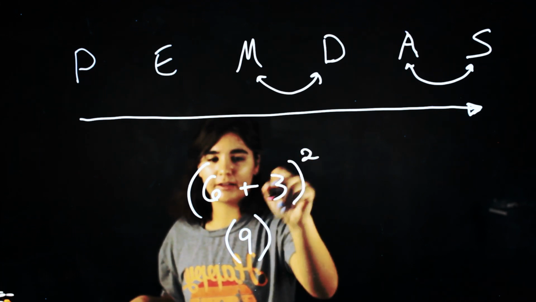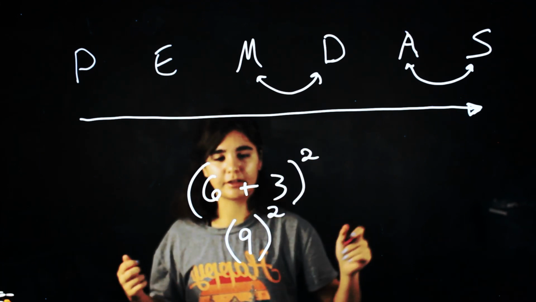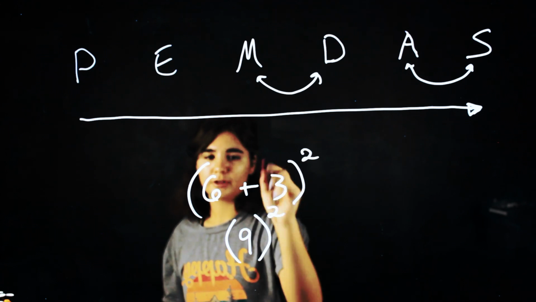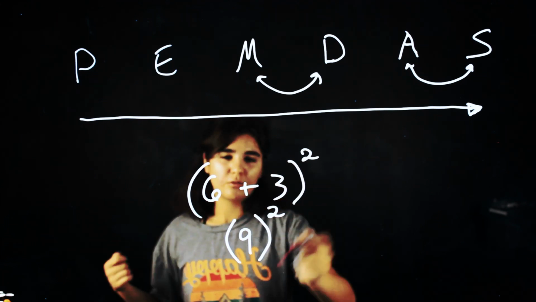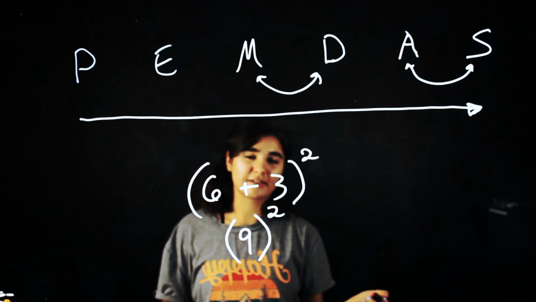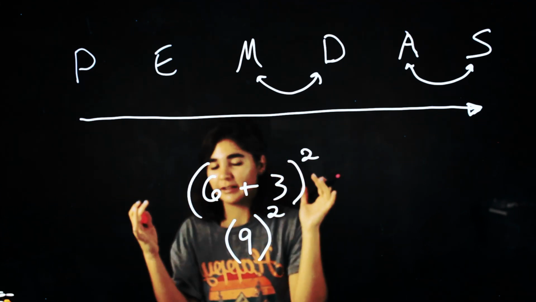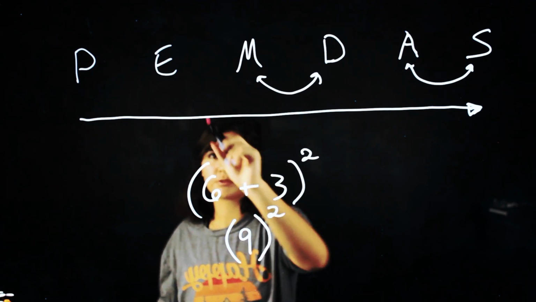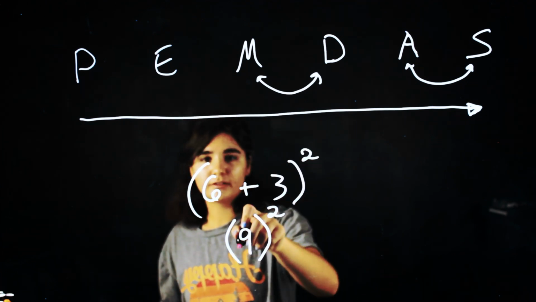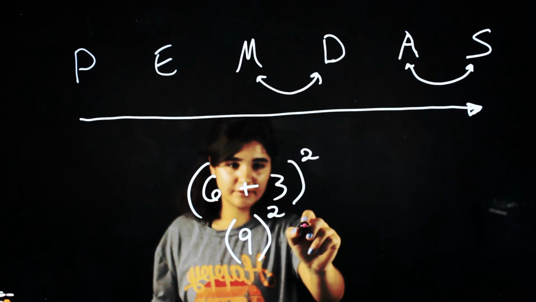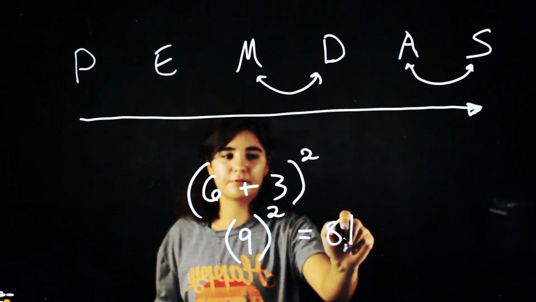And we still have that exponent up here. Okay, so now we have parentheses again, so we just keep those, a number inside and an exponent. Well, these parentheses aren't really doing anything substantial right now, they're just keeping that 9 in there. So we can move on to our next step, which is exponent. So 9 to the second power, which is 9 times 9, is equal to 81, and that is our answer.